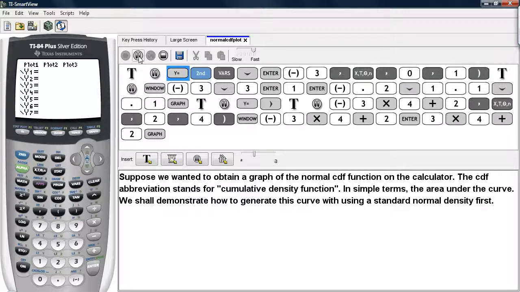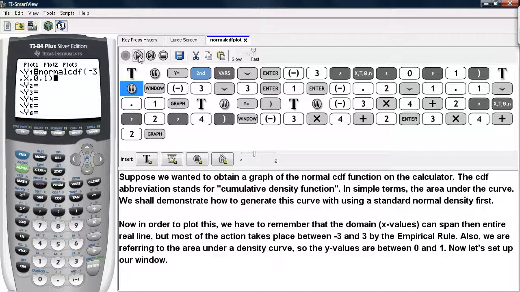So we select y equals, then second vars, that's the distribution. We'll select normalcdf. And we'll type in -3 to x with a mean of 0 and a standard deviation of 1.